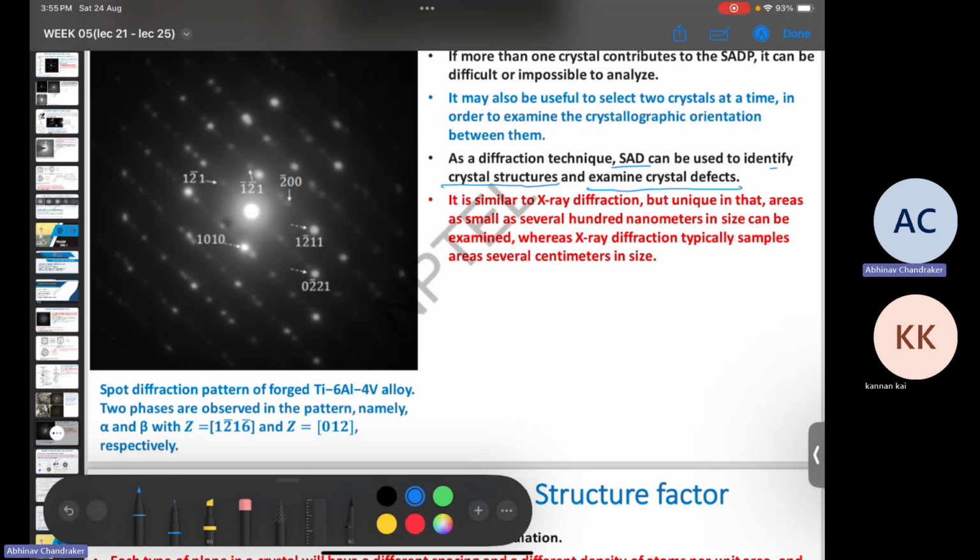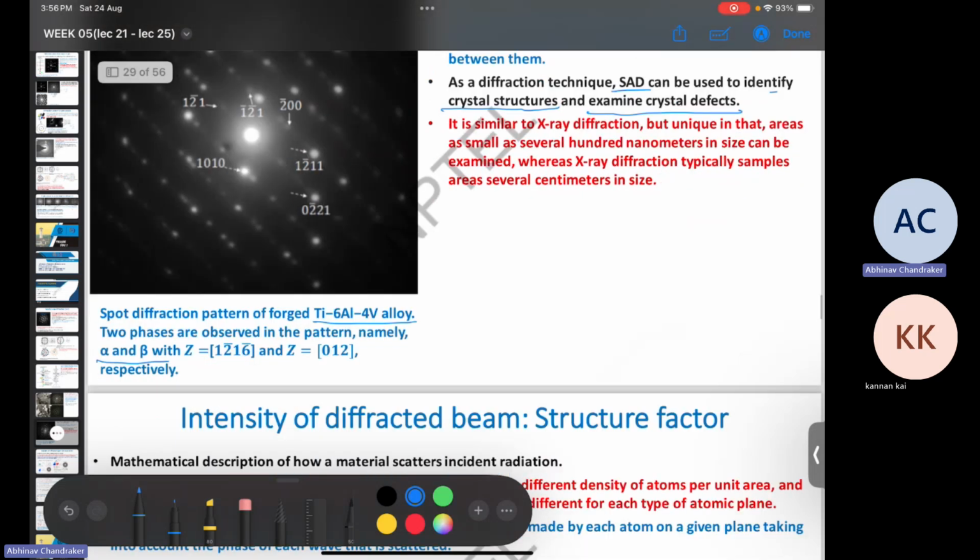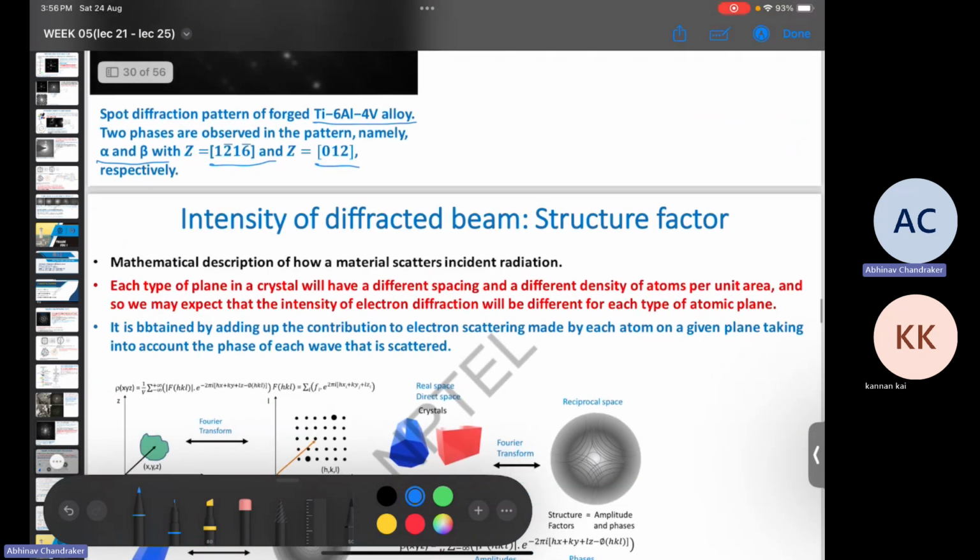So here, for example, in this diffraction pattern, you can see that there are spots which are not corresponding to a single crystal. So this is for this particular alloy, and there you have two phases here, and we can see spots corresponding to both of these phases, and the zone axis has been indexed as being this and this. We'll talk about what is zone axis later on.